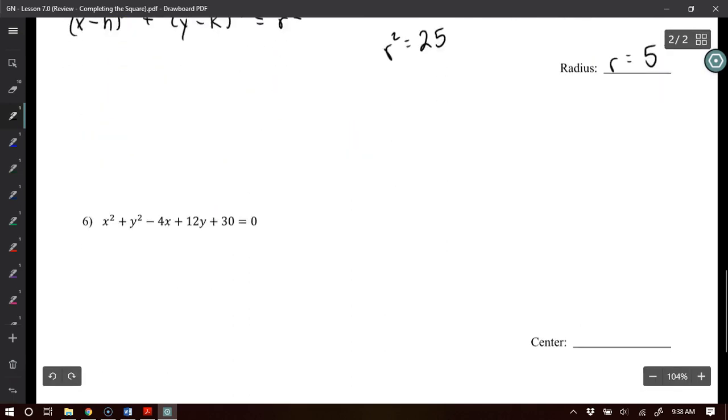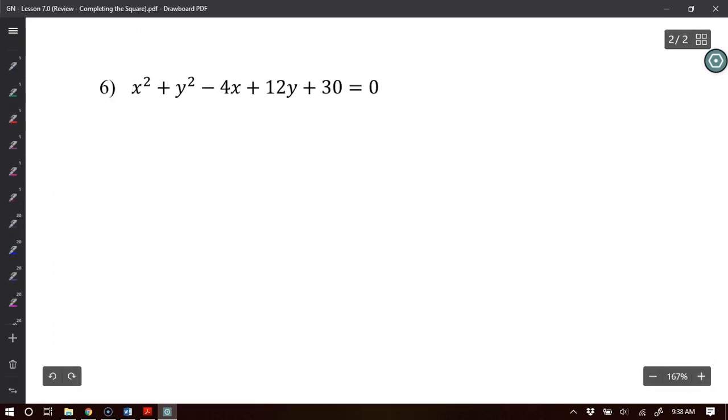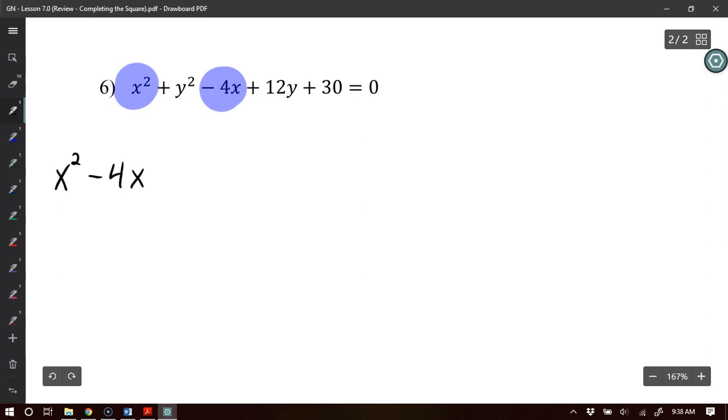So if I look at number 6, same idea. I am going to take my like terms. So I have an x squared, and I have negative 4x. And I'm going to piece them together. x squared minus 4x. I'm going to complete the square with that part, so I'm going to insert my placeholder here.